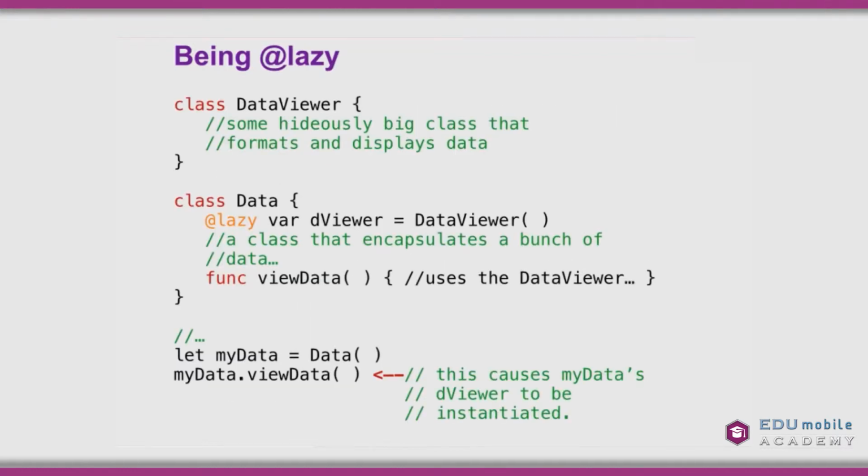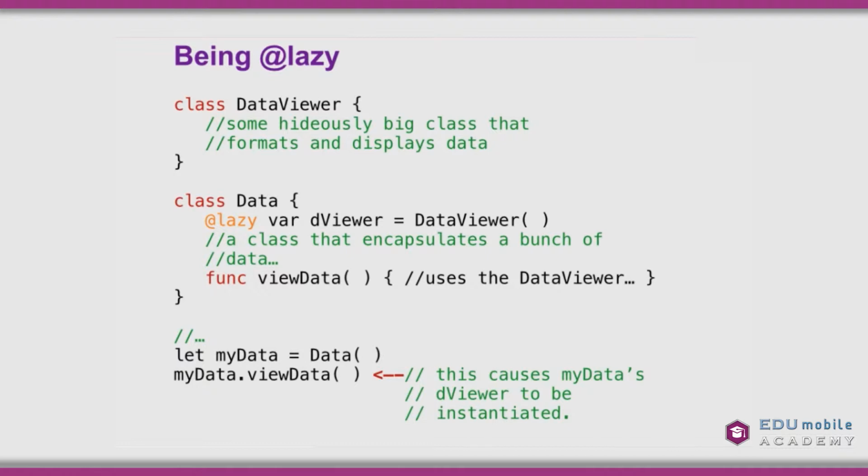Here's a couple of classes. I want to look at the class Data. First of all, we have a class DataViewer that class Data instantiates. We're not going to look at what DataViewer really is, but the idea is that it formats and displays data for us. And it's a hideously big class that we don't want to instantiate at all if we don't have to. In class Data, we do other stuff with that data. We might calculate values, but we also want to expose a DataViewer just in case something that uses class Data wants to view the data in some way.